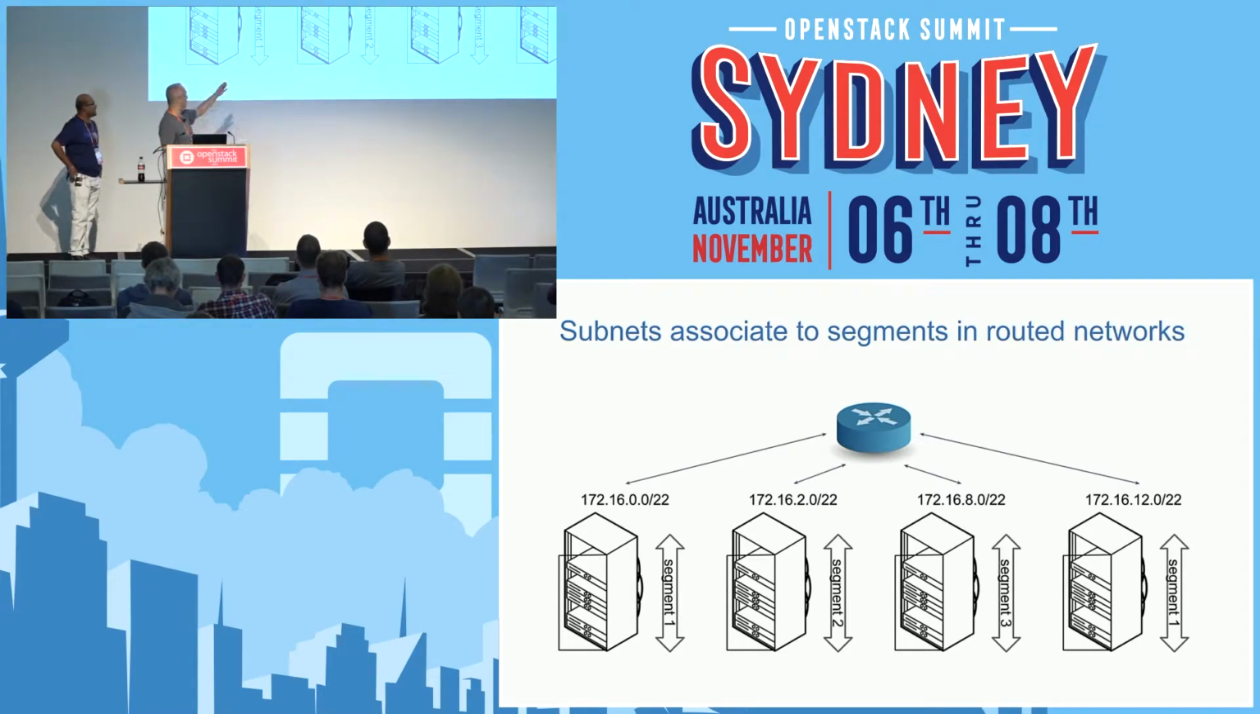Essentially, we have a number of racks, and each rack has its own segment, and those segments are stitched together in a single network with a router. Again, that router is not part of Neutron, it's part of the infrastructure and has to be provided by the deployer.